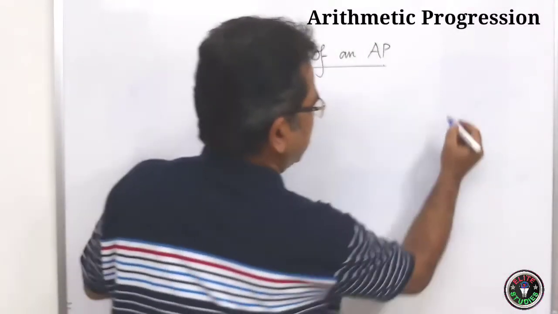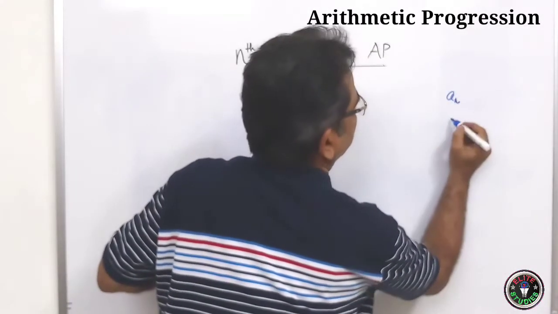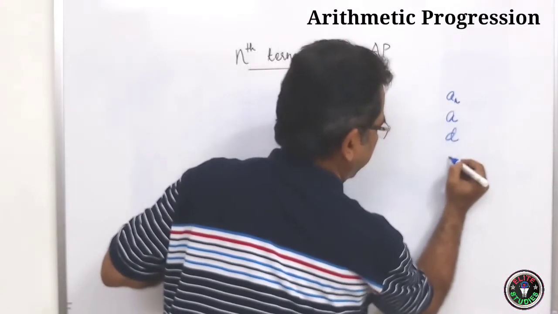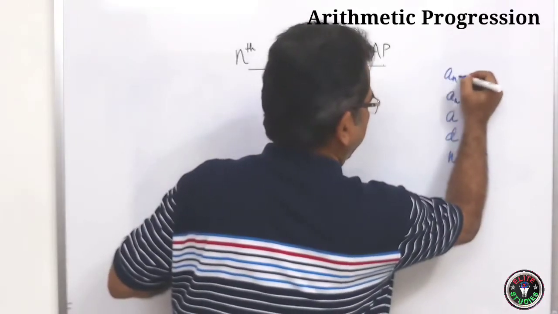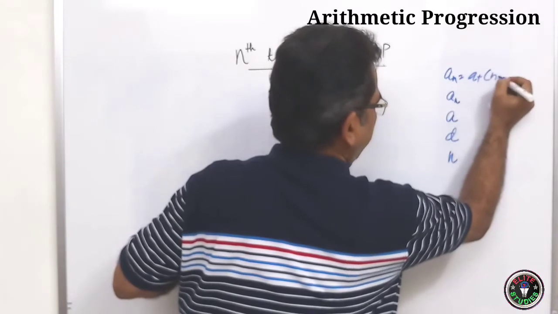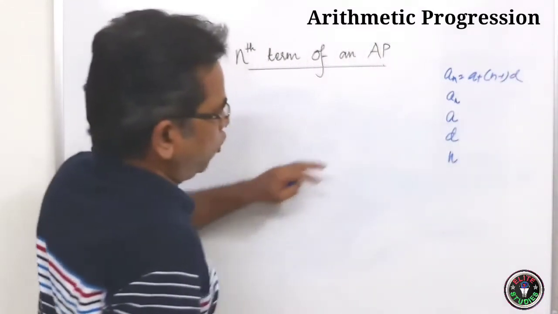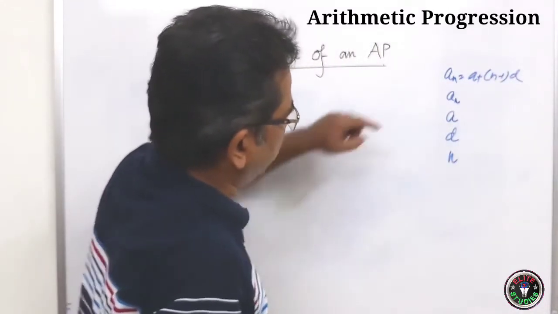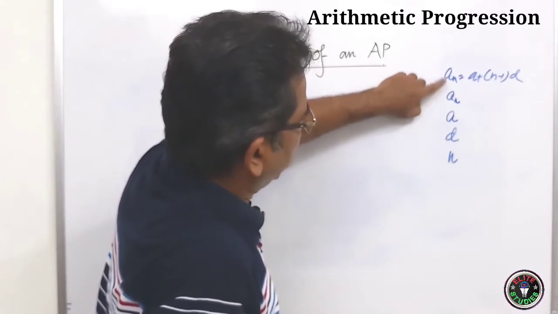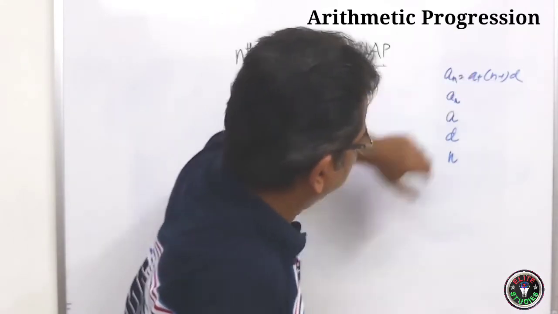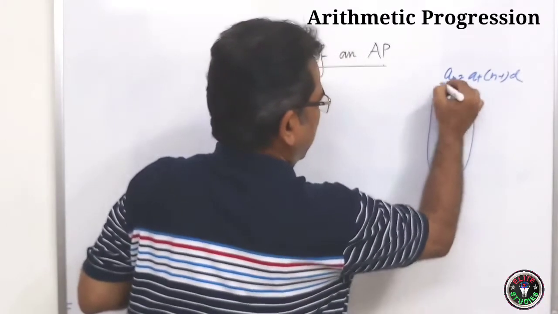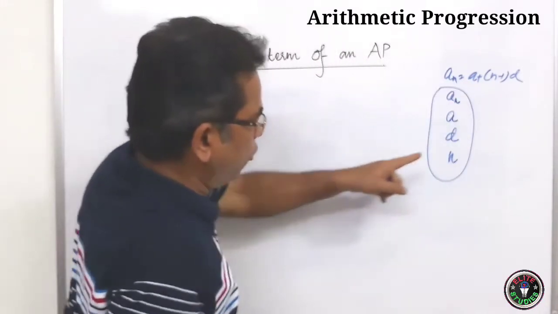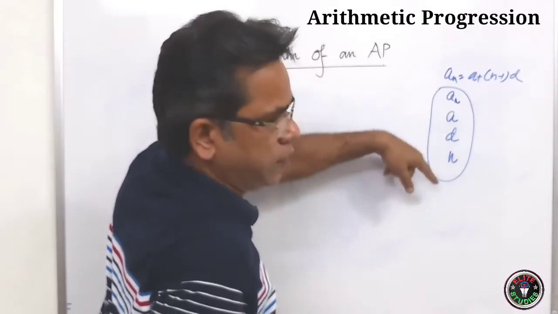How many variables are there? In an is equal to a plus n minus 1 d, you have a, n, d, and an. So there are 4 variables. Generally, you will be asked to find any one variable when the other 3 are given to you.